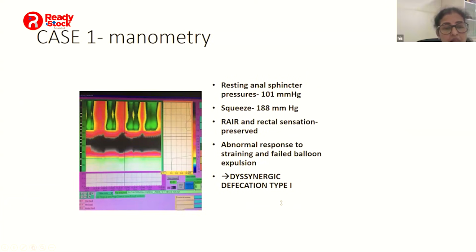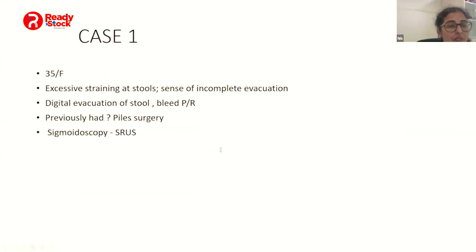So this is a classical case. This is a patient who presented to us with excessive straining at stools, sense of incomplete evacuation, history of digital evacuation of stool, on and off bleed PR, and had a hemorrhoidectomy at some point. This time the sigmoidoscopy was consistent with a solitary rectal ulcer.